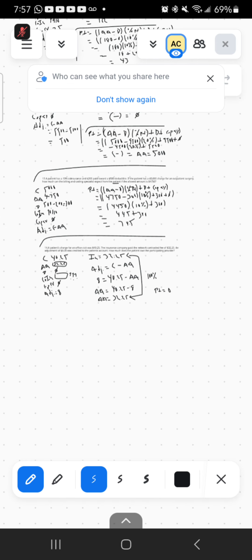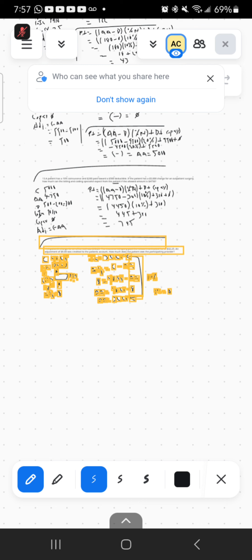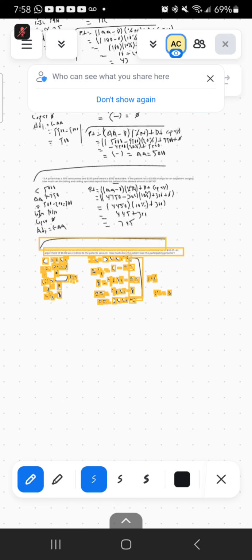Let me move all of this down a little bit. Oh, how beautiful. I think this thing froze.